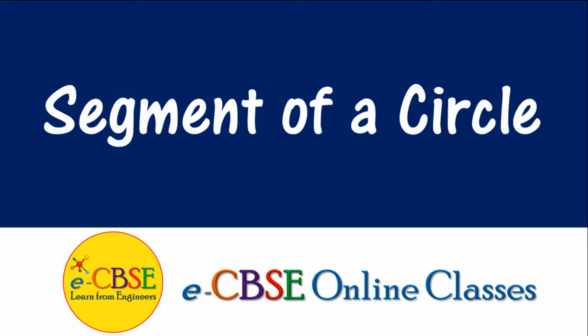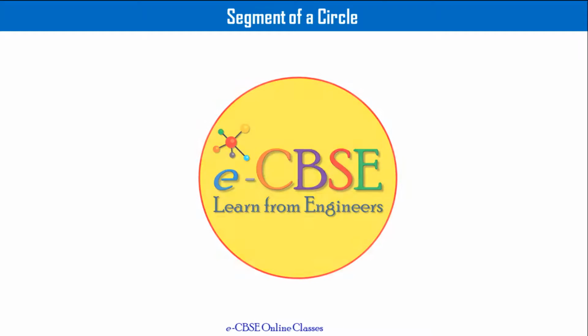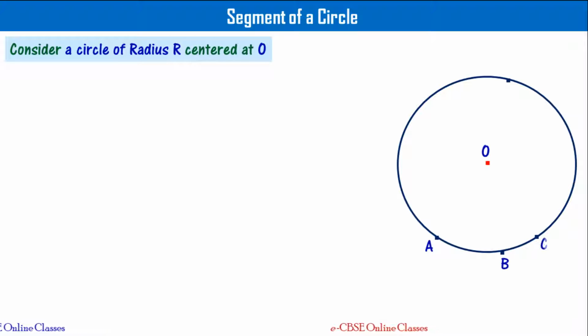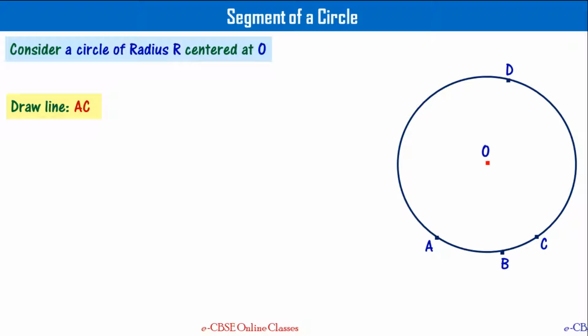Let's learn about segment of a circle. Let us consider a circle of radius r centered at O as shown and mark points A, B, C and D on the circle. Let's draw line AC as shown here.